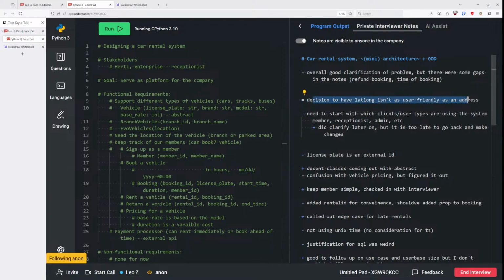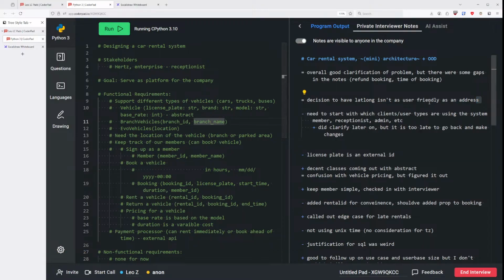Near the beginning, you also had the decision to have lat-longs for all of the vehicles, which you later retroactively said, for the rentals, it's better to have. I think for the non-EVs, it's better to have an address. What did you actually end up having?